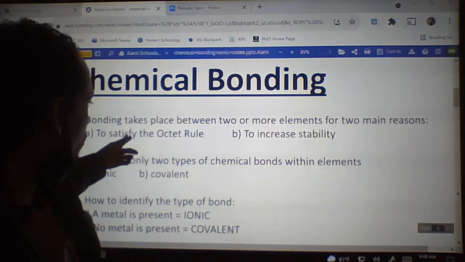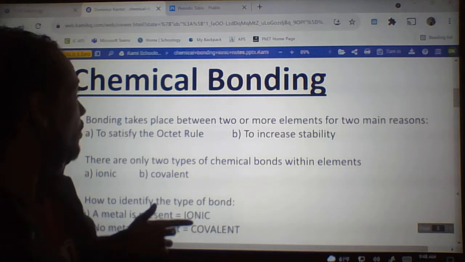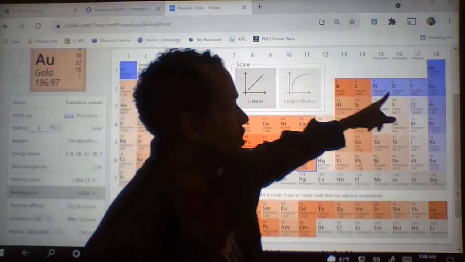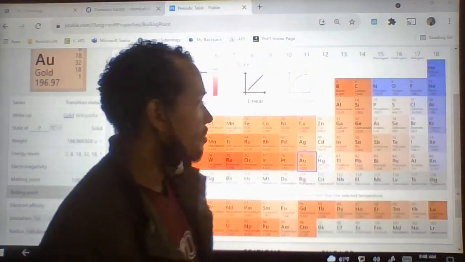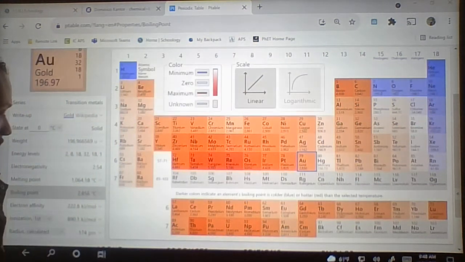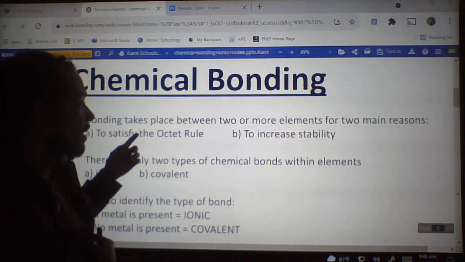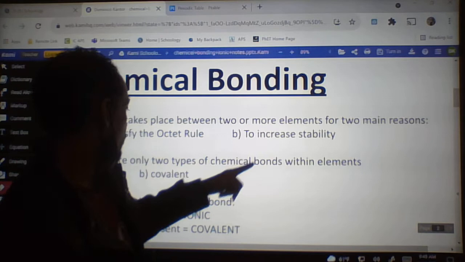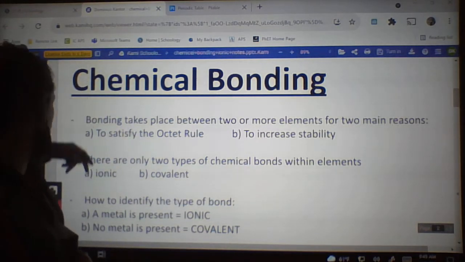So the octet rule means you have a full outer shell like the noble gases. If we look here, these ones all have full outer shells. Helium, neon, argon, all of these are full outer shell. Those are really stable, high stability. So as we satisfy the octet rule, we also increase stability as well. The octet rule just means I have a full outer shell.